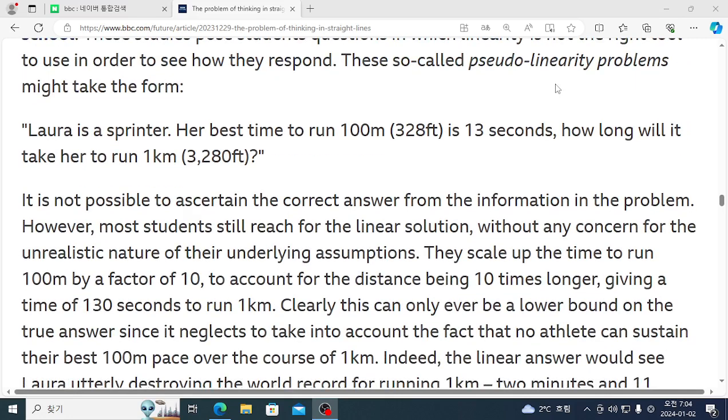Her best time to run 100 meters is 13 seconds. How long will it take her to run 1 kilometer? It is not possible to ascertain the correct answer from the information in the problem. However, most students still reach for the linear solution without any concern for the unrealistic nature of their underlying assumptions. They scale up the time to run 100 meters by a factor of 10 to account for the distance being 10 times longer, giving a time of 130 seconds to run 1 kilometer.